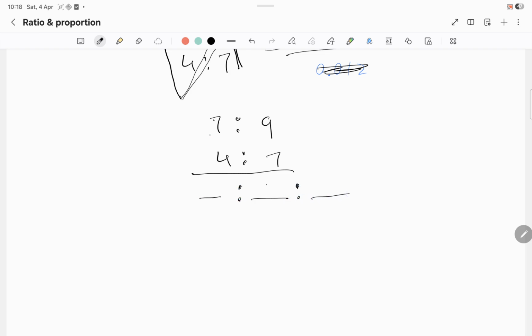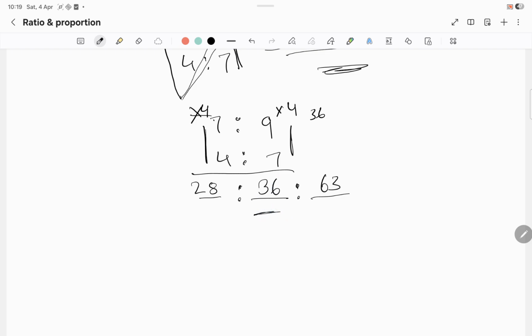3 slots. One is 7 into 4, 28. The last one is 7 into 9, 63. These are the 3 slots. Then the middle one: the number 7, the numerator or antecedent, becomes 28, multiplied by 4. If the numerator is multiplied by 4, the denominator also should be multiplied by 4. So 9 into 4, 36. So we can write 36 here.